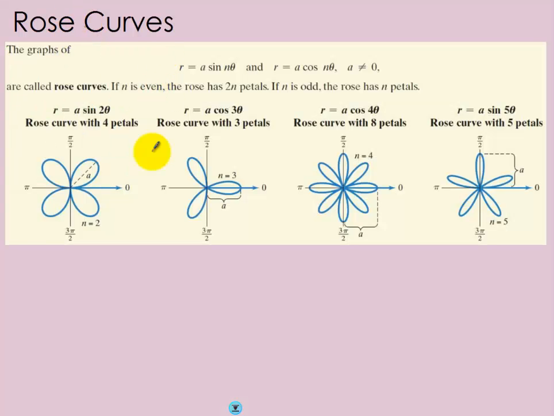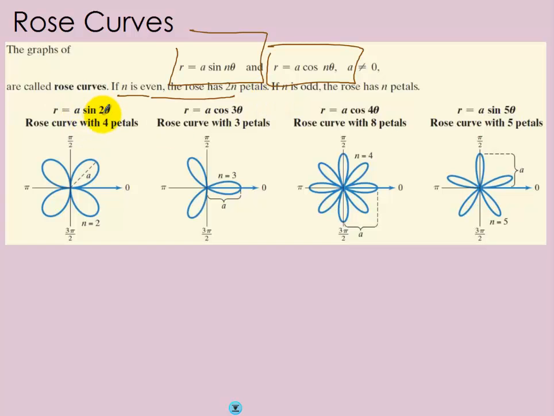Let's try rose curves. These are interesting as well. They're called rose curves because you have these petals going on here. And these happen when you have the equations r equals a times sine of n theta, or r equals a times cosine of n theta. The interesting thing is your n is just a coefficient to the theta, and if the n is even, then the rose has 2n petals. If n is odd, then it just has n petals.